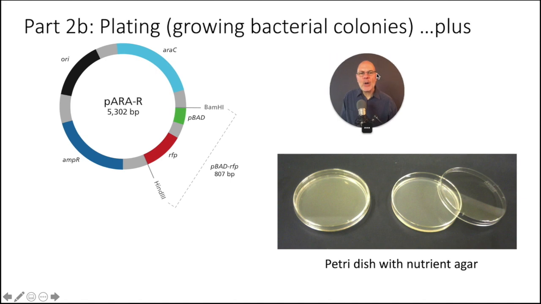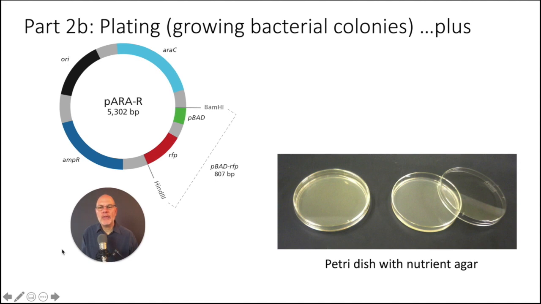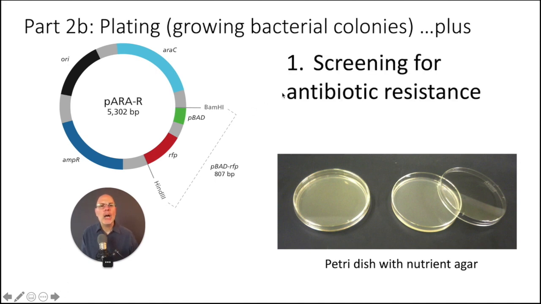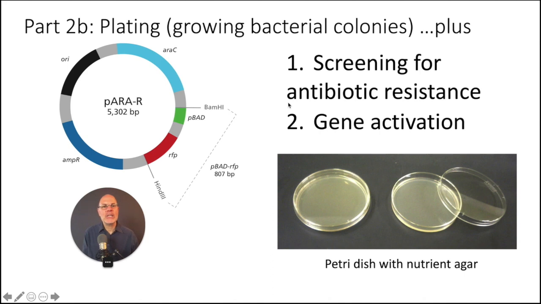So now we're moving on to the second part of the transformation lab. We're going to plate out these bacterial colonies, and we're going to do a couple of other things. We're also going to screen them for antibiotic resistance, and we're going to turn on some genes. So let's talk about what's going on here. First of all, plating them out. We're going to grow these bacteria on petri dishes. These are widely used plastic dishes that have been used for 100 years. Well, they were probably glass before they were redesigned in plastic, but they're used for growing bacteria.